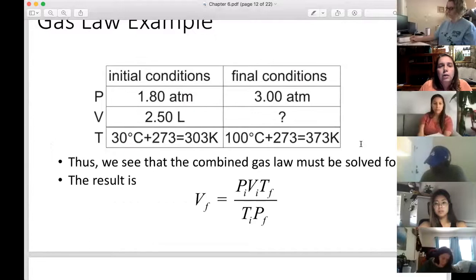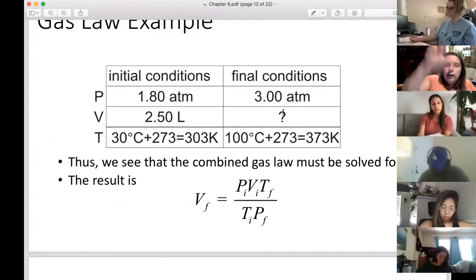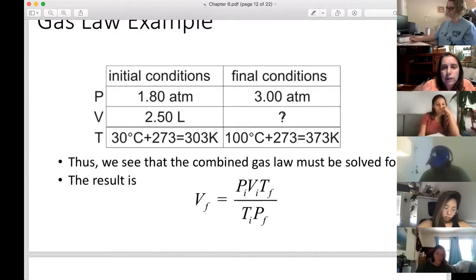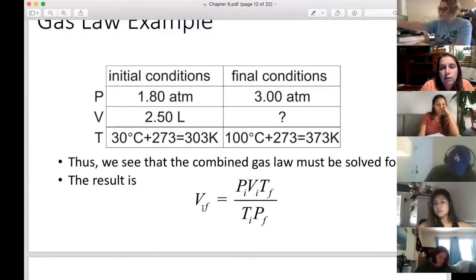So here I've written it all out for you in terms of how you would solve for it. A lot of students like an initial column and a final column, where you can easily identify what pieces you need. Here I've just rewritten the combined gas law for solving for volume.